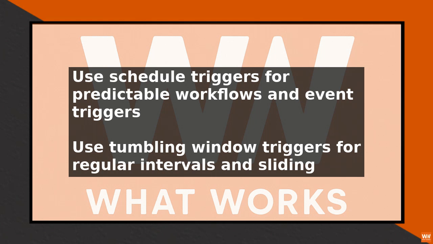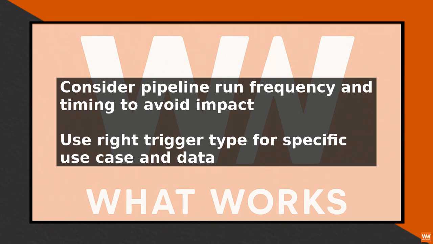In practical terms, let's say you have a pipeline that loads data from a cloud storage account. You can create an event trigger that fires when new data is uploaded, and then use a tumbling window trigger to process the data in batches every hour.